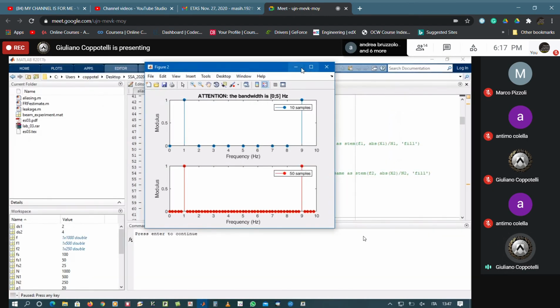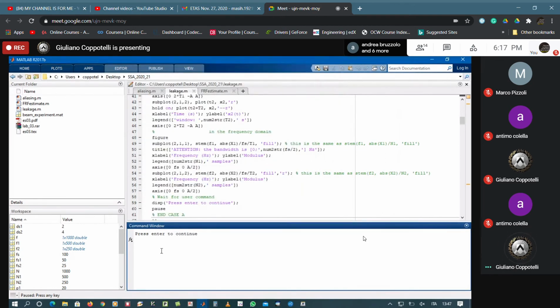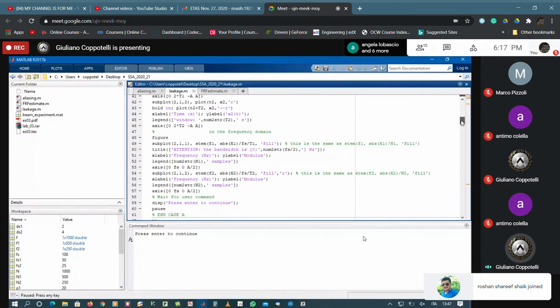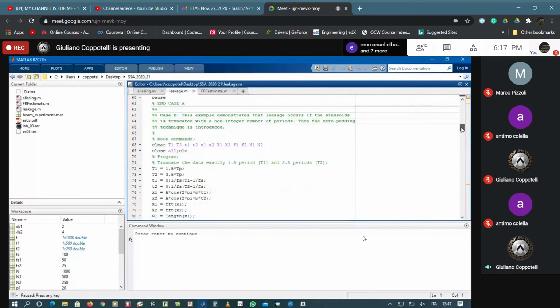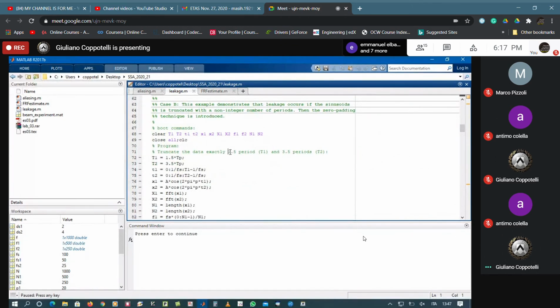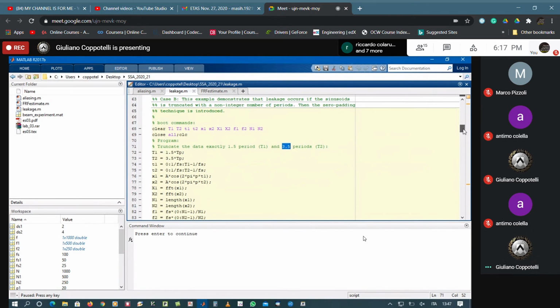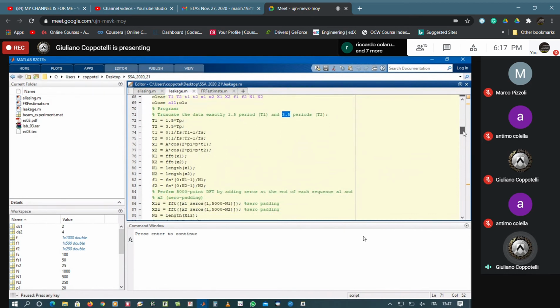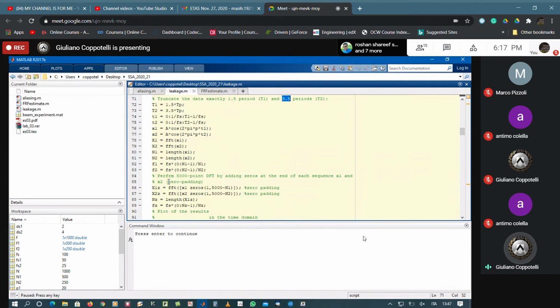Now, let's see what happens if we are not using an observation time equal to a finite number of periods. For example, let me consider a recording equal to 1.5 or 3.5 periods. Moreover, here I'm using what is called the zero-padding technique. That is a typical technique used to fictitiously increase the resolution of your frequency domain analysis just by adding a proper number of zeros to your signal.